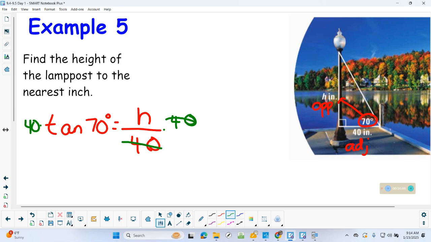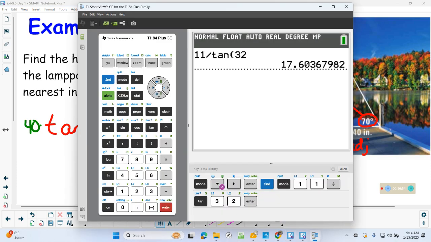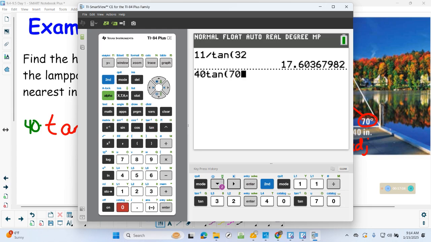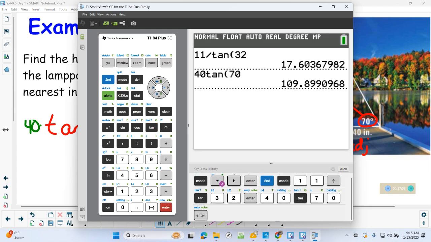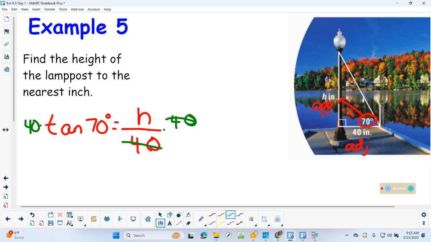All right. I like this one because less work. Notice H is already alone over here. So all I have to do is grab my calculator and type this in. I'm going to do 40 times the tan of 70. There we go. 40. Put this in. Now, you don't even have to hit the times symbol. It's going to know it. I'm just going to hit tan. And again, you don't have to close up the parenthesis. You're not doing anything after it. And it says to round to the nearest inch. So whole number. Round that to the nearest whole number. What are you putting? 110. So I'm going to label it 110 inches for my final answer.